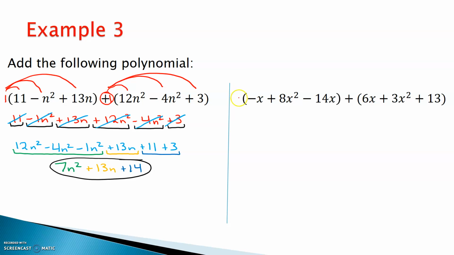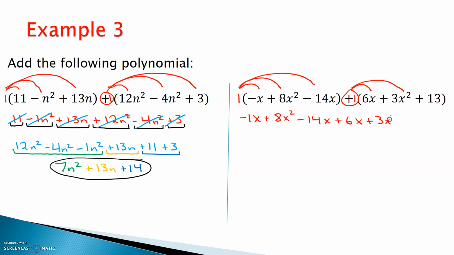How does this work? Let's throw 1 in front. 1 times negative x is going to be negative 1x. Again, throw in those 1s, they help out. What's 1 times 8x squared? That's going to be positive 8x squared. 1 times negative 14 is just negative 14. Don't forget that x. Again, throw in that positive 1. 1 times 6x, that's positive 6x. 1 times the 3x is positive 3x squared. 1 times the 13 is just positive 13.